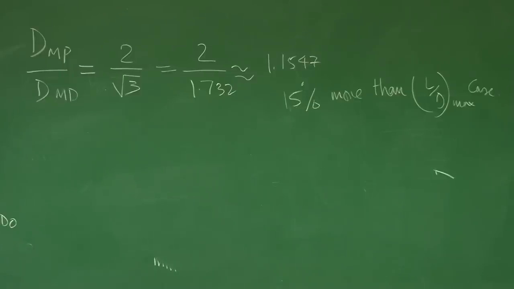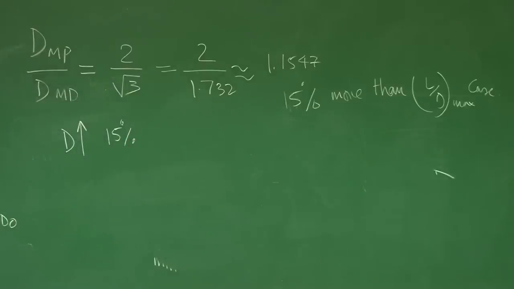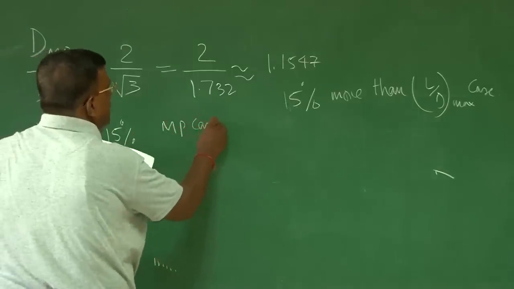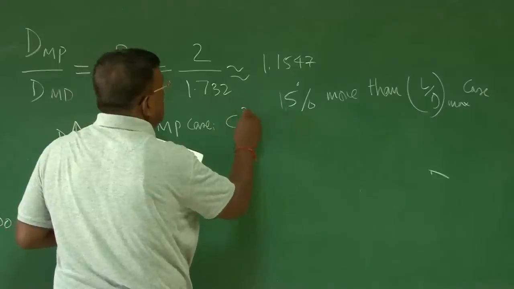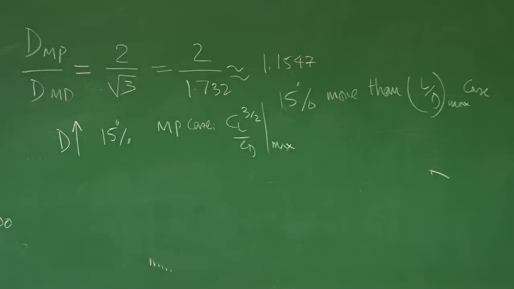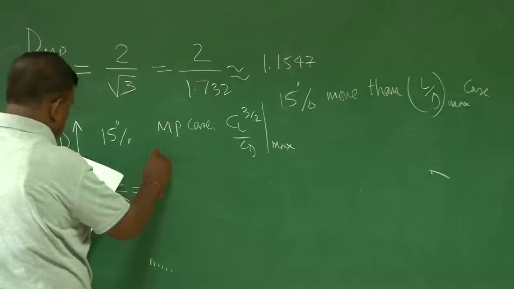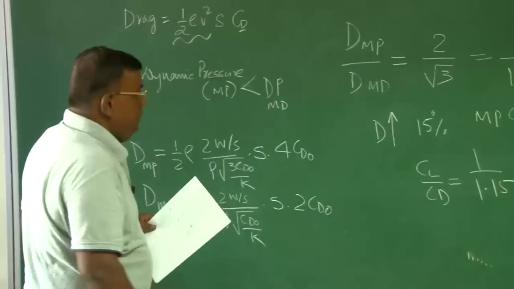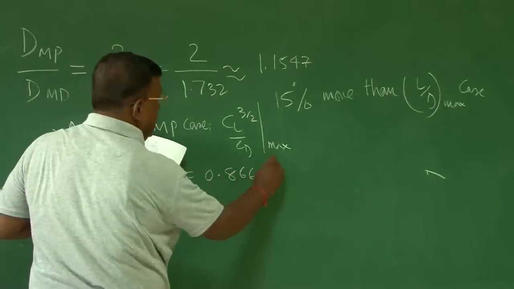Now the designer interpretation, how a designer will utilize this, that is very important. If drag is increased by 15% for minimum power case, right? Minimum power case here means, suppose this is a case where CL 3 by 2 by CD is maximum. With that we are going on. And we know how CL 3 by 2 by CD has come. You can refer back to your lecture. If that is true, that means if drag rises 15%, then I can write CL by CD as 1 by 1.15, which has come from here. The ratio of these two is 1.1547, which is equal to 0.866 L by D max.